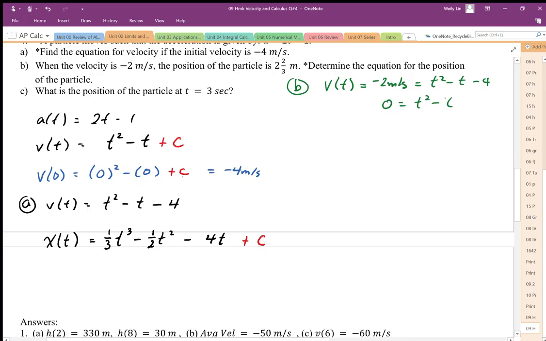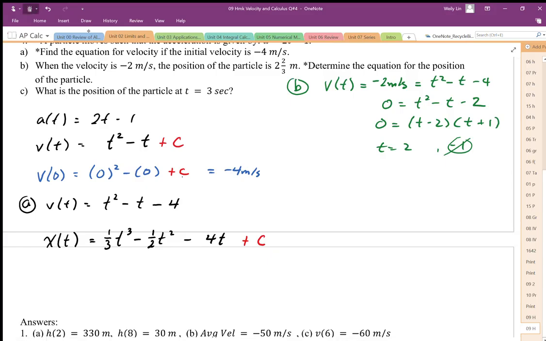Make it into a quadratic equal to 0, and I can solve this equation for the time when we have -2 meters per second. If I know the time at -2 meters per second, I can use that same time, because that's the same time I'm looking for, to calculate the position. So solving for this, I can factor this. So the time is equal to 2 seconds or negative 1 second. Well, I can eliminate that, so my time must have been 2 seconds.